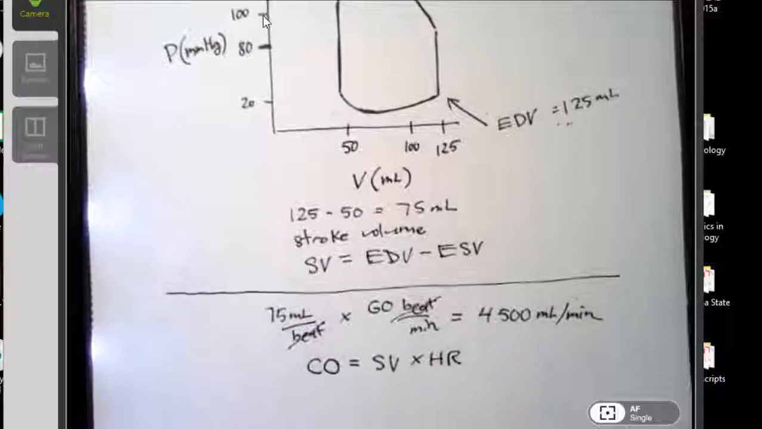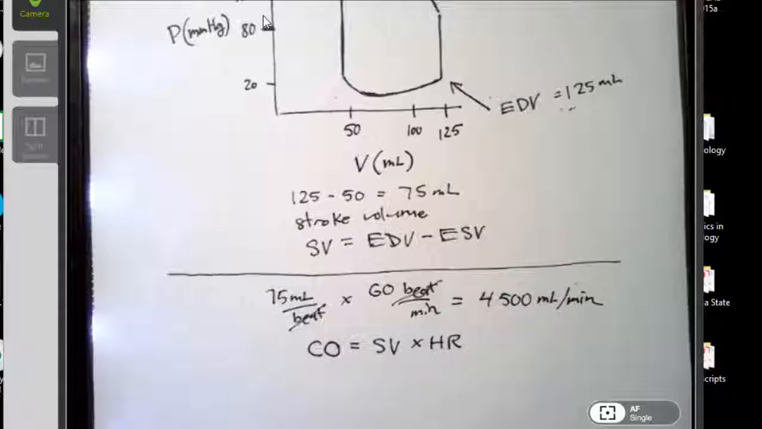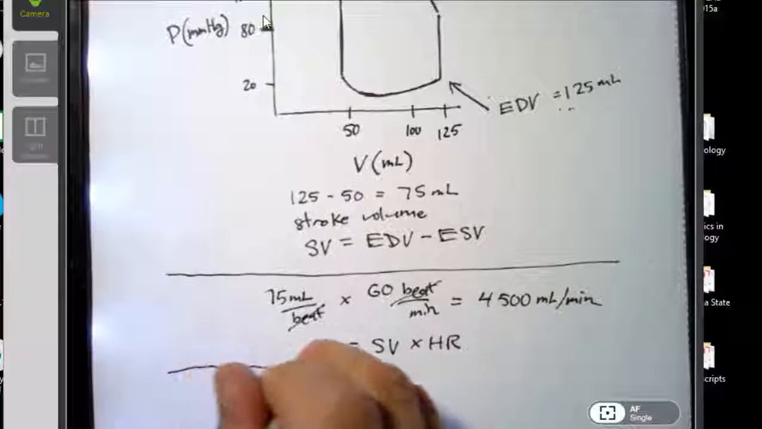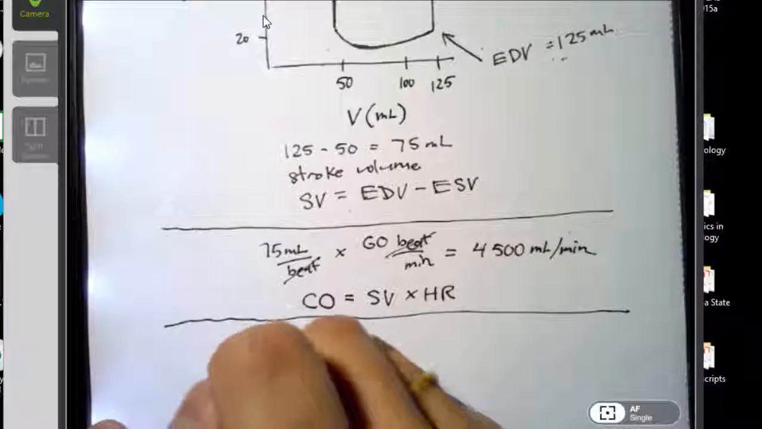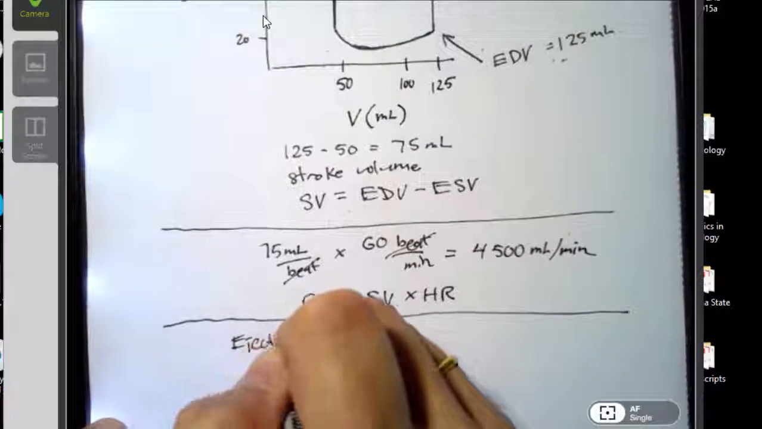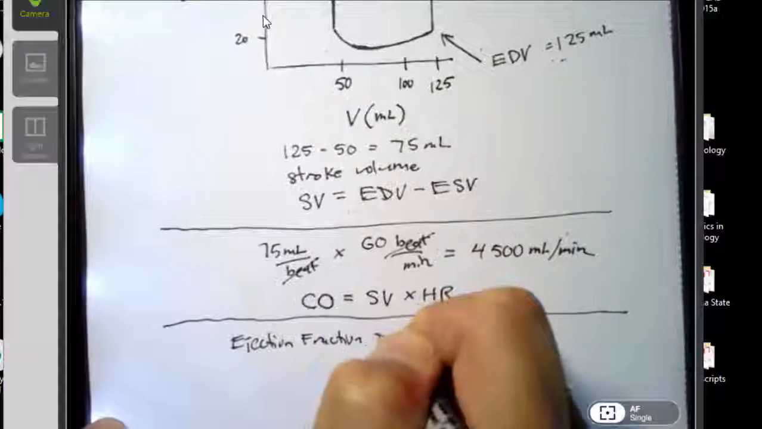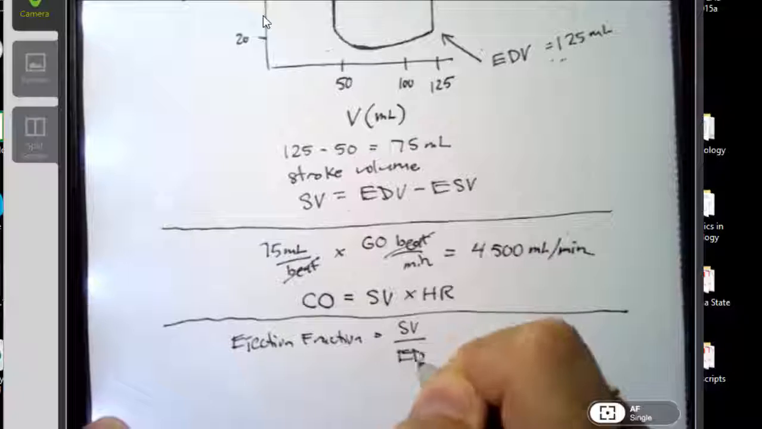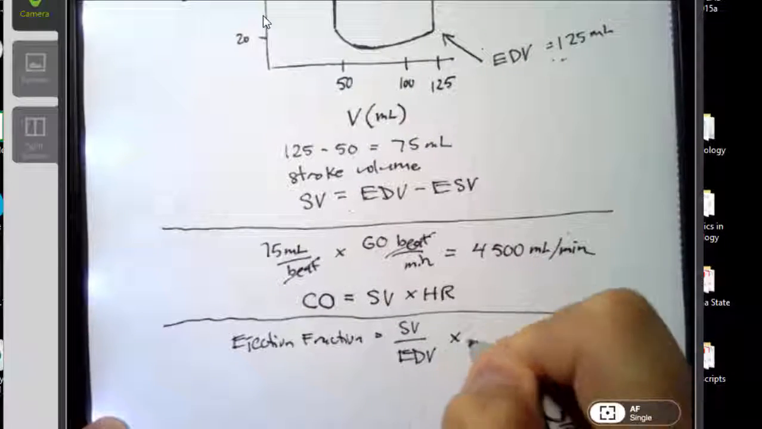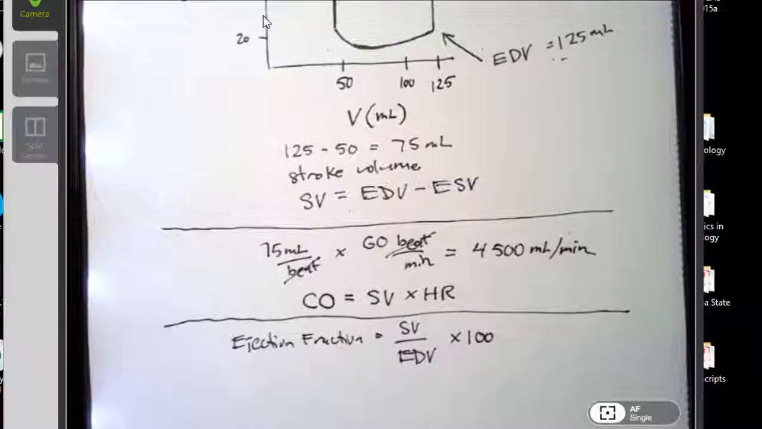So there's another very important parameter we can get by looking at these sorts of diagrams with the additional information of knowing how many beats per minute there are. What else can we figure out? Well, another very important thing to understand, which we can derive from this sort of diagram, is called the ejection fraction. Let me just write that down. Ejection fraction is equal to the stroke volume divided by the end diastolic volume. And typically, you might want to represent it as a percentage. So then we would multiply by 100.